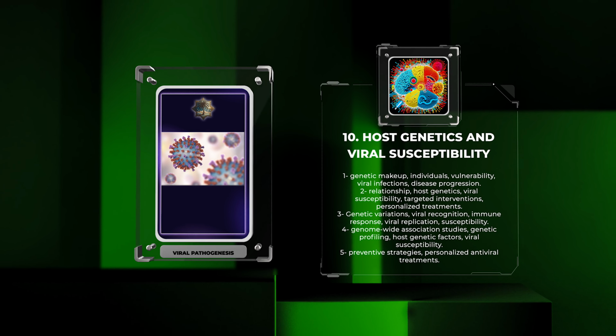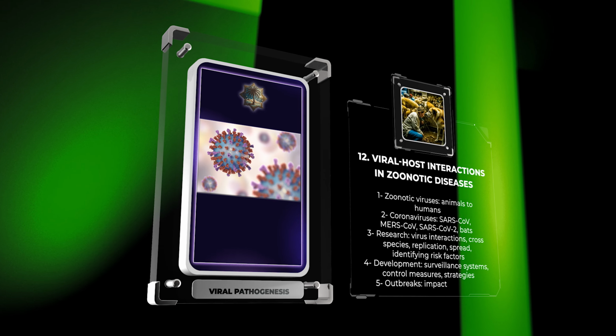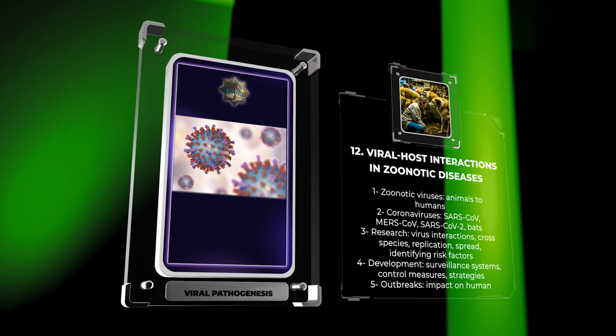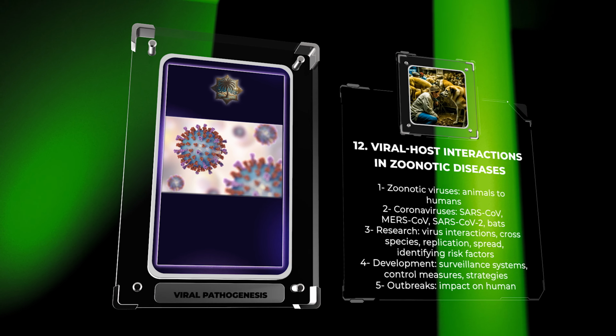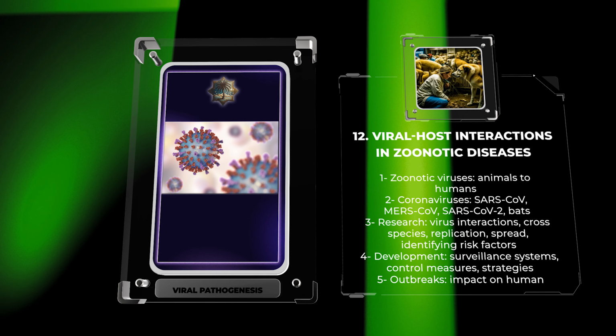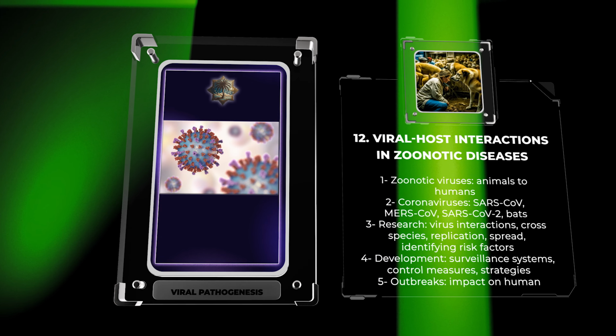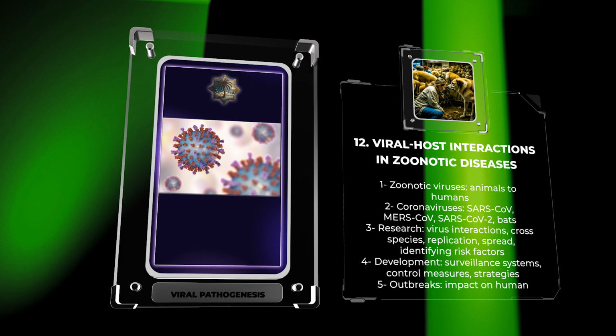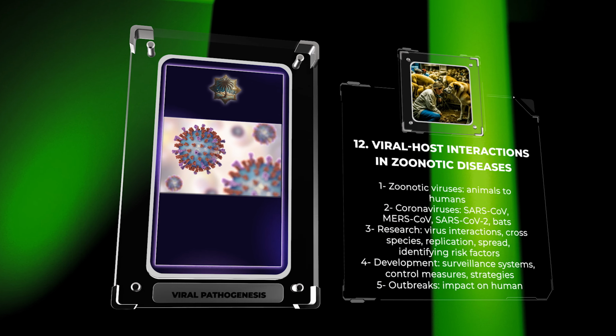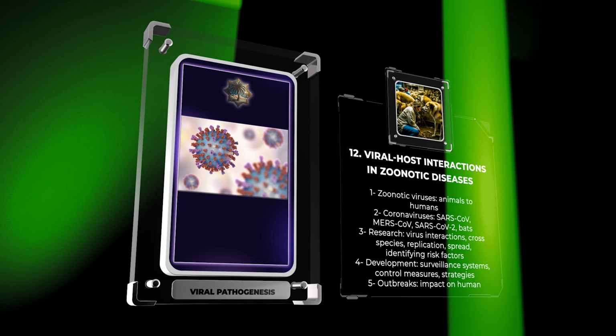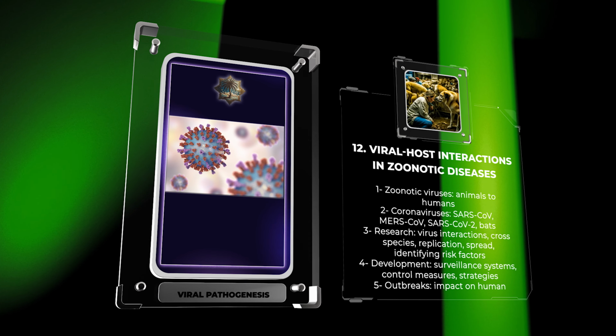Zoonotic viruses, which can jump from animals to humans, are a serious global health concern. Understanding how these viruses interact with their hosts is essential for preventing and managing outbreaks. For example, coronaviruses like SARS-CoV, MERS-CoV, and SARS-CoV-2 likely originated from bats. Research on these interactions involves studying how viruses cross species, replicate, and spread in humans, as well as identifying risk factors for spillover.